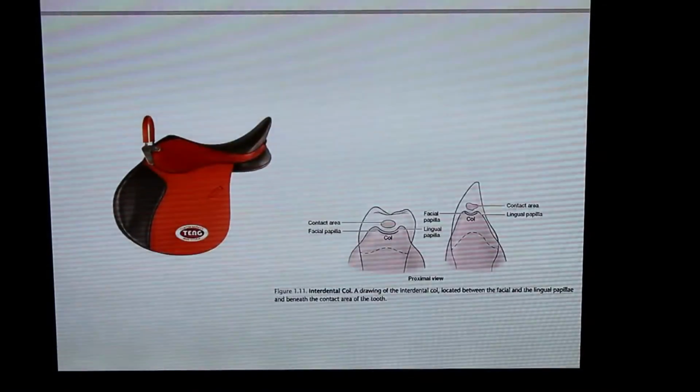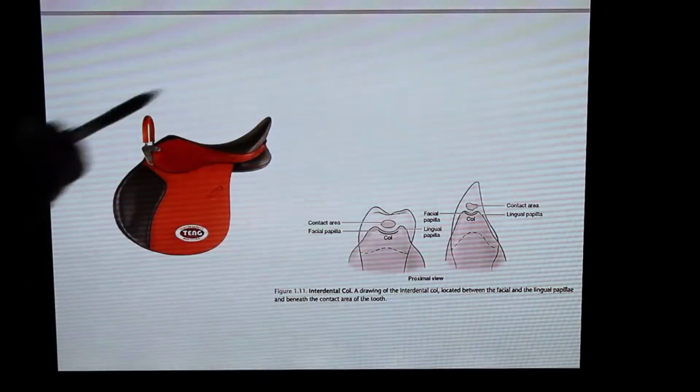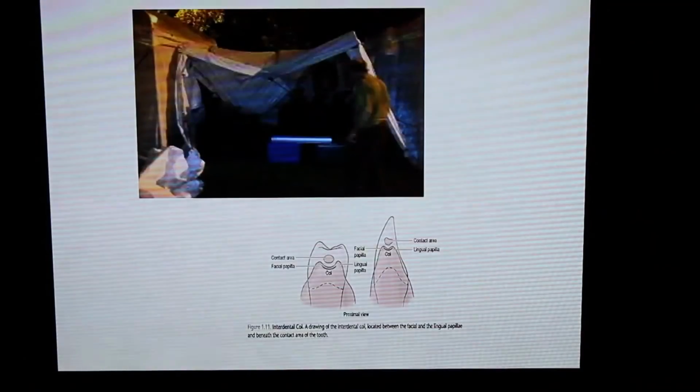Now you can see I have given a picture of a horse saddle to differentiate it. It is the shape of a horse saddle or of a sagging tent. You put a big stone on the tent and you will find a concavity. This will form like that.